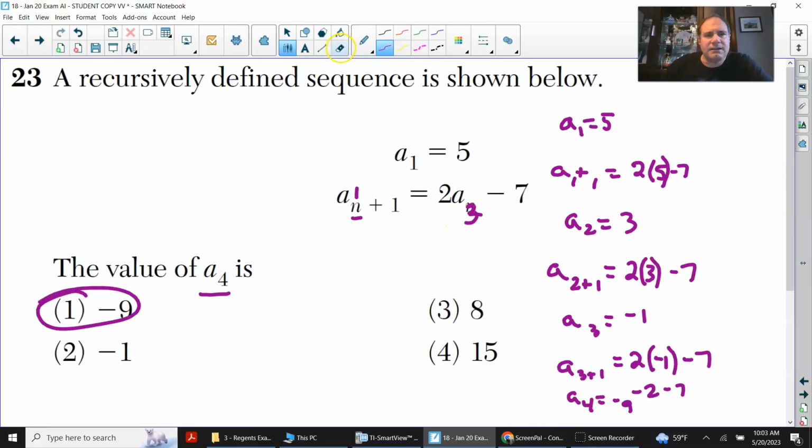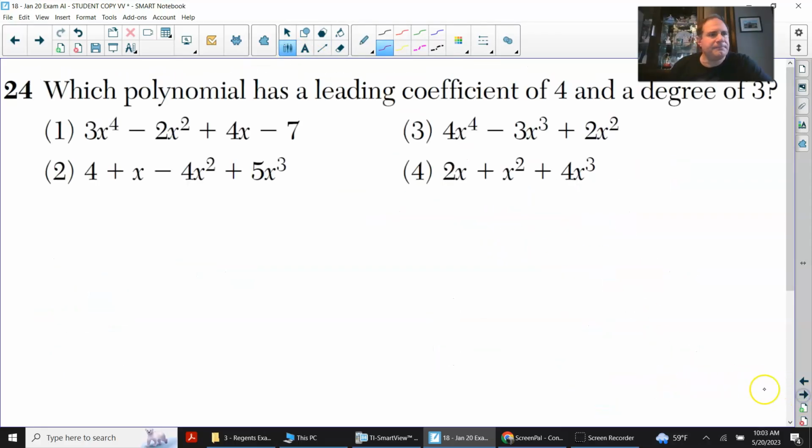Remember, this right here is always your prior term. So that's why you need the prior term to figure out the next term. It's a sequence. And that's it.